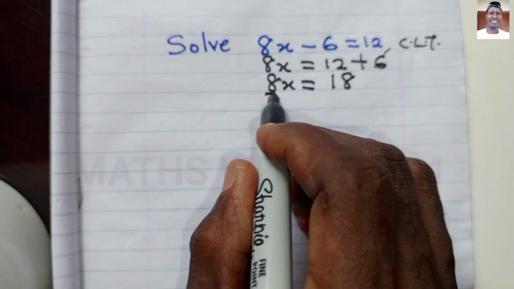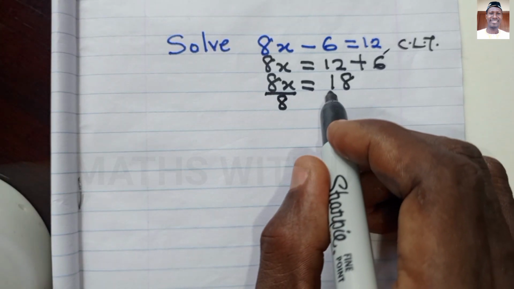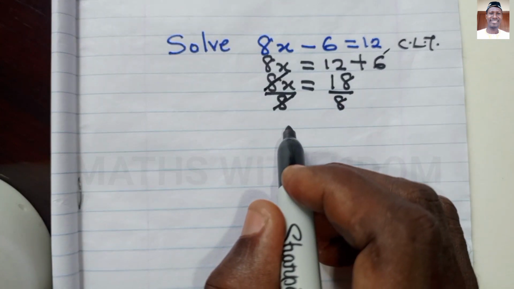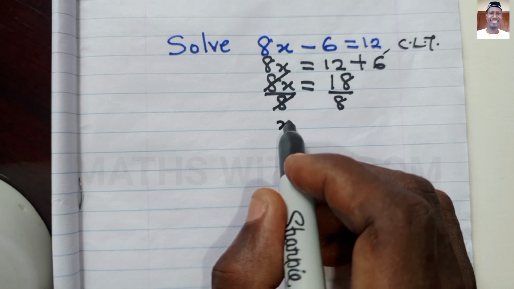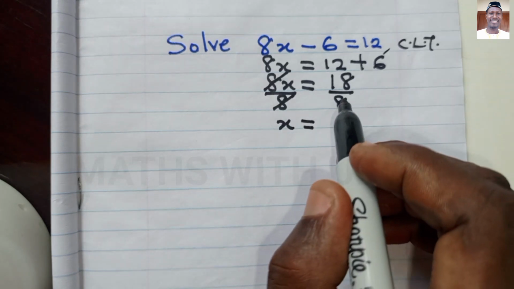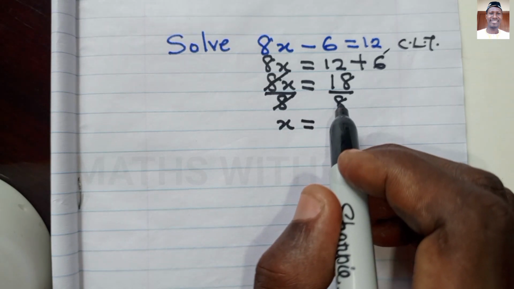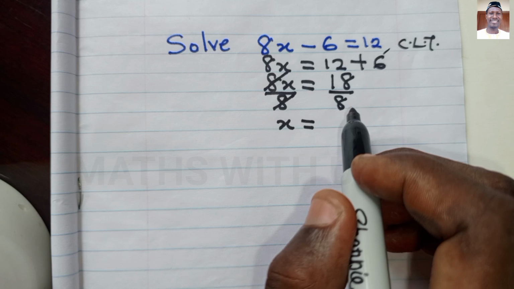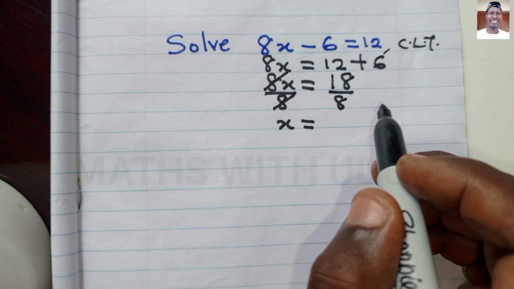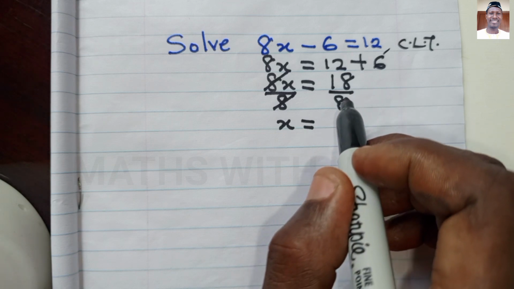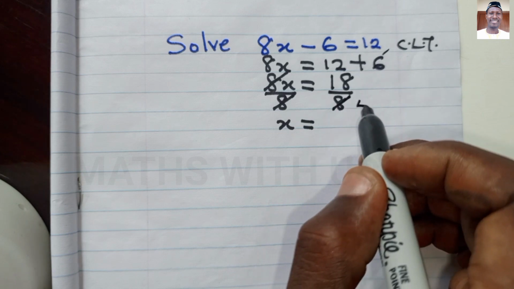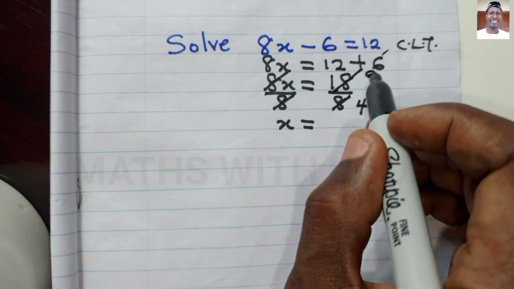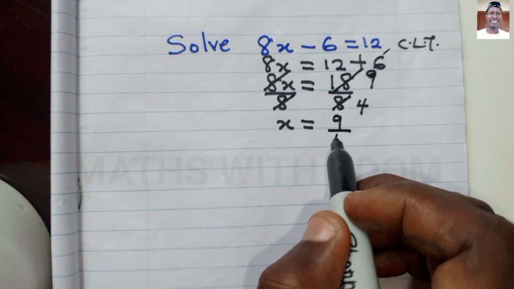So we divide the left-hand side by 8 and the right-hand side by 8. So 8 cancels 8. So we are left with x equals to, now 8 cannot divide 18 directly. There will be a remainder. So what we need to do, let's first divide by 2. So 8 divided by 2 will give us 4. 18 divided by 2 will give us 9. So we have 9 divided by 4.